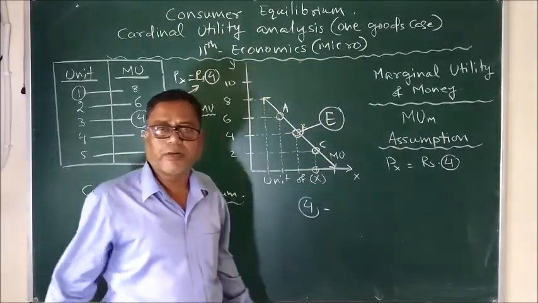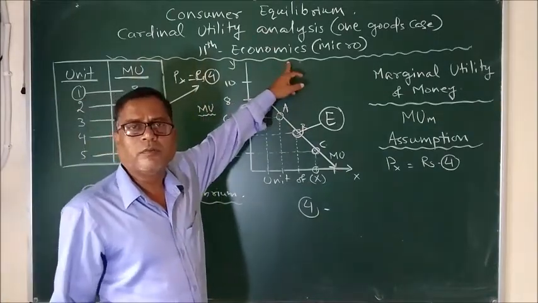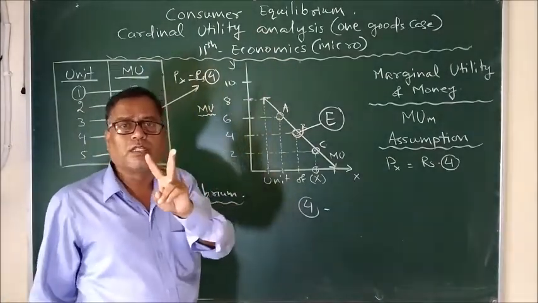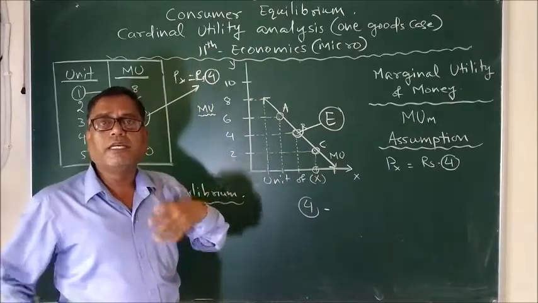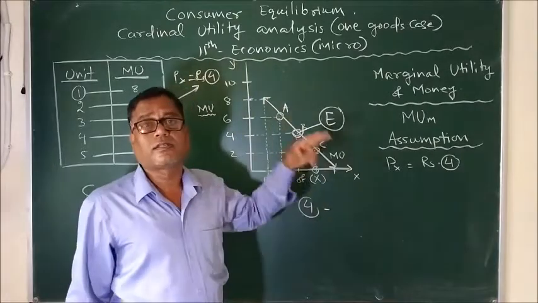Thus, this is enough for today. Tomorrow we will discuss consumer equilibrium in case of two goods. That means how the consumer will attain equilibrium when he is consuming two different goods X and Y.